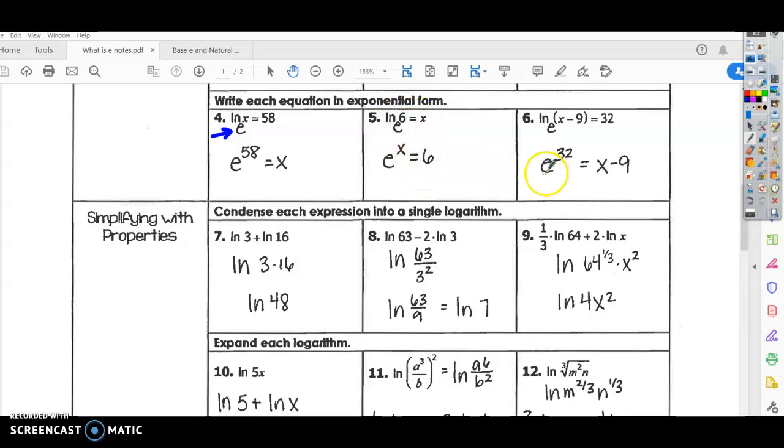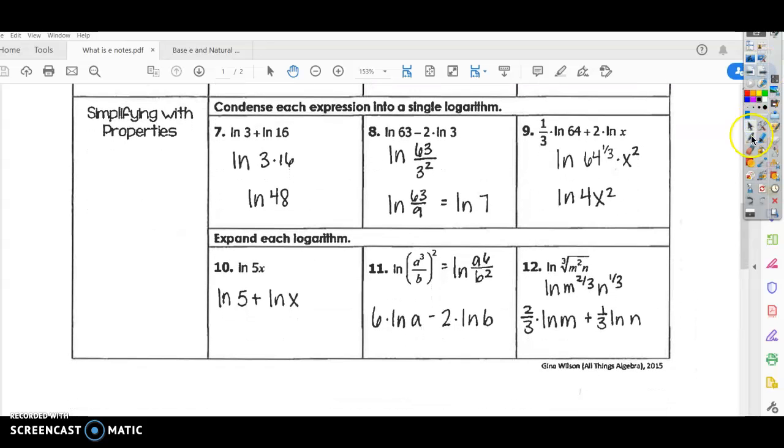Again, we're just rewriting. e to the 32nd power equals x minus 9. All right, if we want to condense, again, very similar to what we did before. So you're going to look at your properties of exponents if you have forgotten. Addition changes to multiplication. Subtraction changes to division. And if it has a coefficient, it becomes a power.